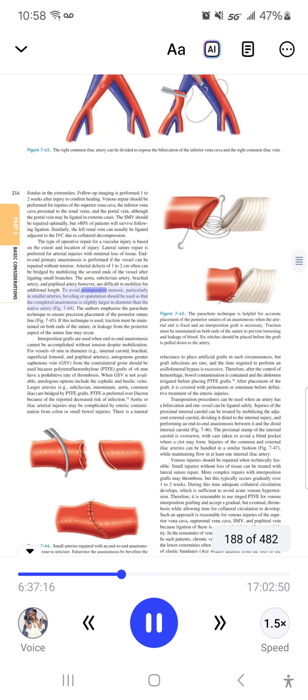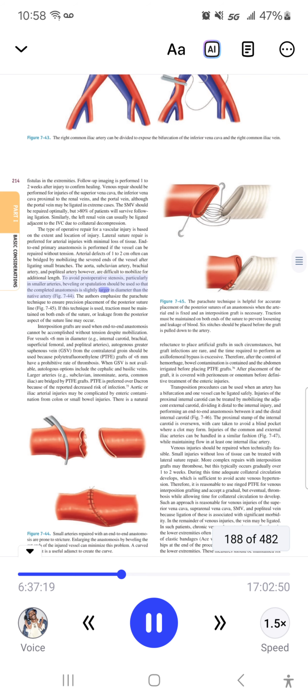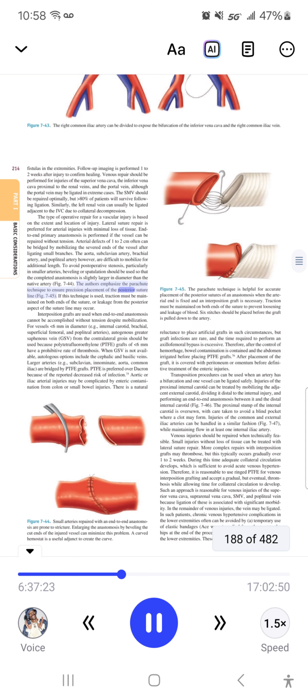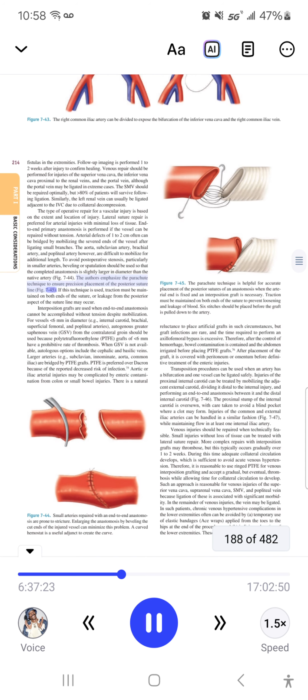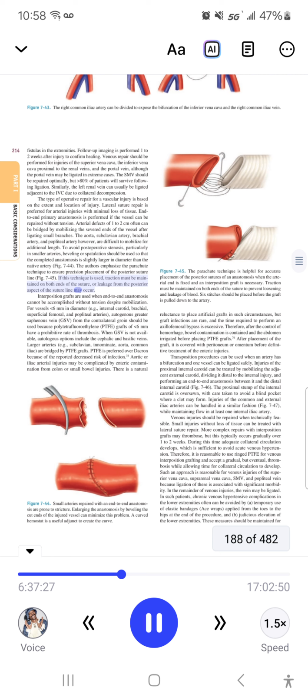To avoid postoperative stenosis, particularly in smaller arteries, beveling or spatulation should be used so that the completed anastomosis is slightly larger in diameter than the native artery. Fig. 7-44. The authors emphasize the parachute technique to ensure precision placement of the posterior suture line. Fig. 7-45. If this technique is used, traction must be maintained on both ends of the suture, or leakage from the posterior aspect of the suture line may occur.